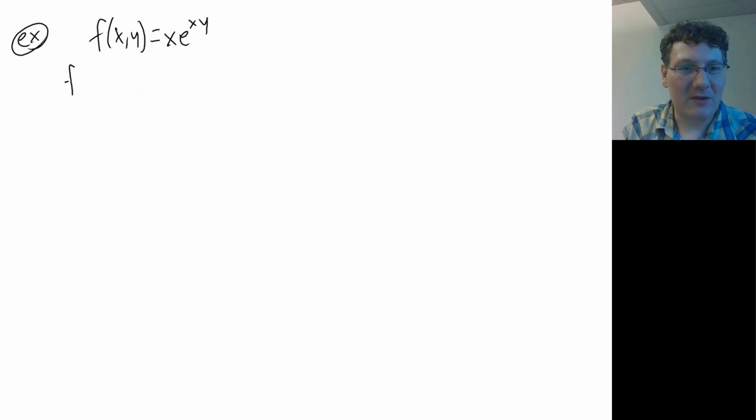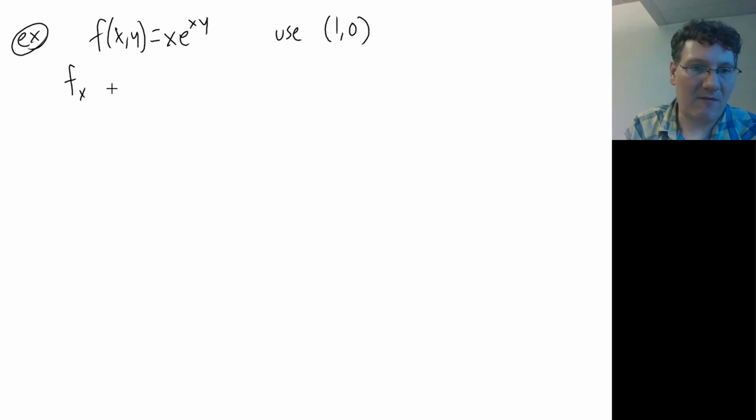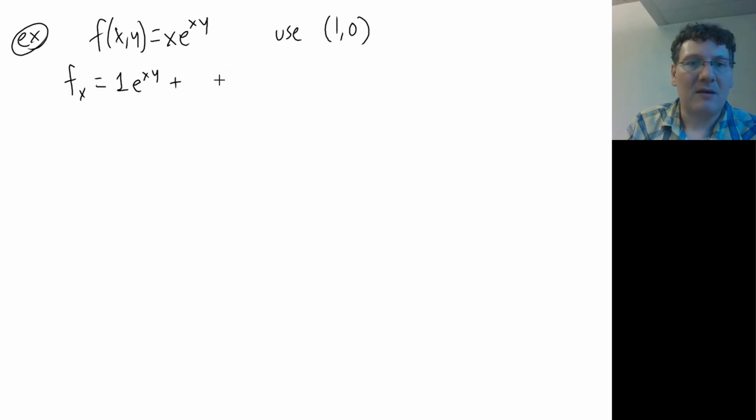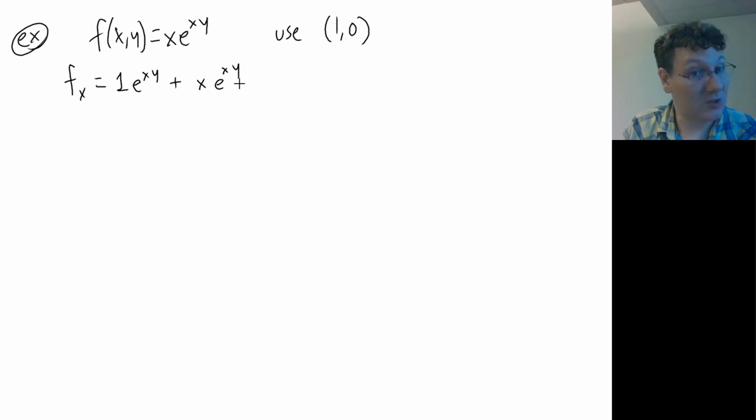So I want to show that the partial derivatives exist at the point (1, 0). So f_x, the partial derivative with respect to x, is going to be: I have to take the derivative of the first part times e^(xy), so that's 1 times e^(xy), plus x e^(xy) times the derivative of xy with respect to x, which is going to give me a y.